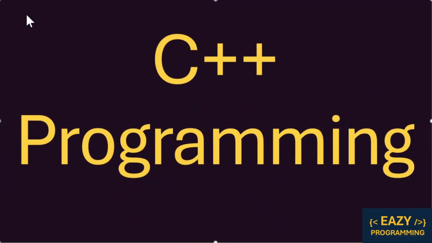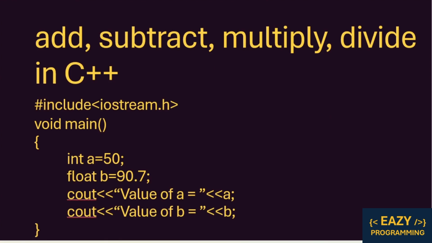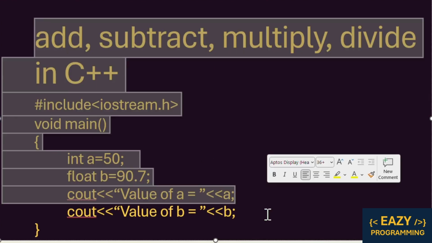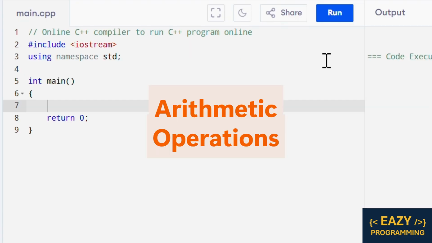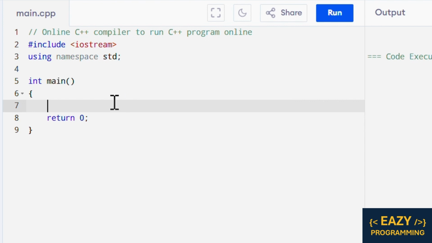Hey everyone, welcome back. We are learning about C++ programming, and in today's video we will be learning about addition, subtraction, multiplication and division in C++. All these four operations are called arithmetic operations. First of all we need two numbers.